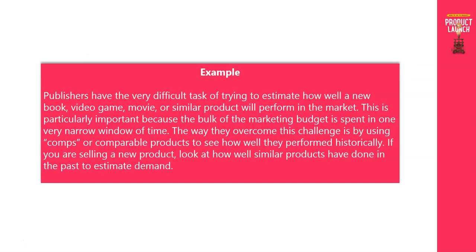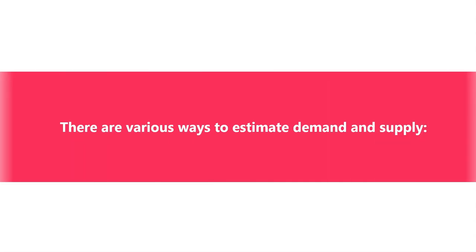Example. Publishers have the very difficult task of trying to estimate how well a new book, video game, movie, or similar product will perform in the market. This is particularly important because the bulk of the marketing budget is spent in one very narrow window of time. The way they overcome this challenge is by using comps, or comparable products, to see how well they perform historically. If you are selling a new product, look at how well similar products have done in the past to estimate demand. There are various ways to estimate demand and supply.